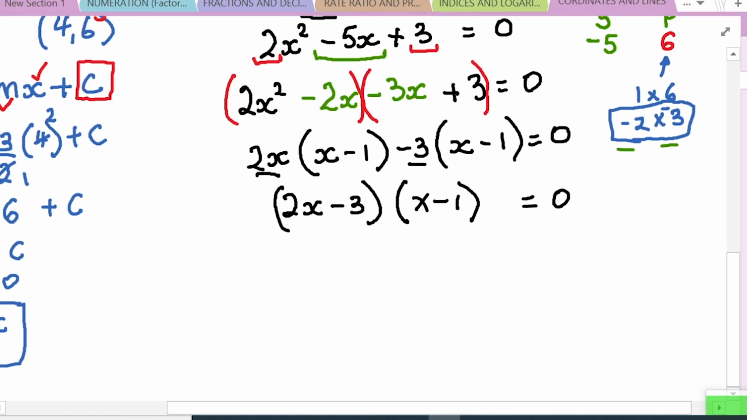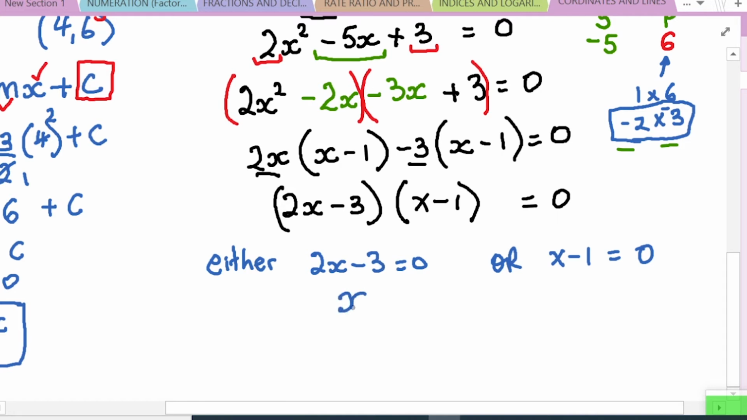So from there we know that either 2x minus 3 is equal to 0 or x minus 1 is equal to 0. It's either of those. So from here, when we make x the subject of the formula, we have our value of x as 3 over 2 or x is equal to 1. So we have two values of x.